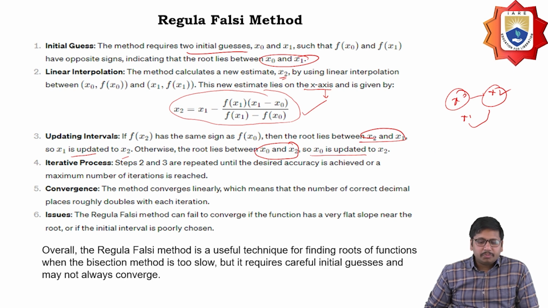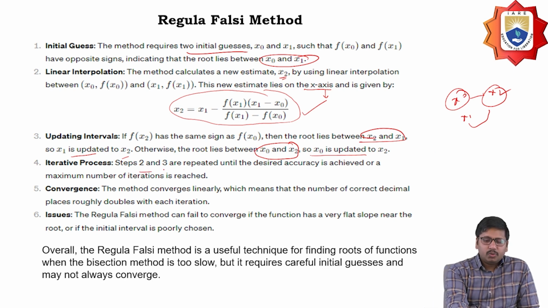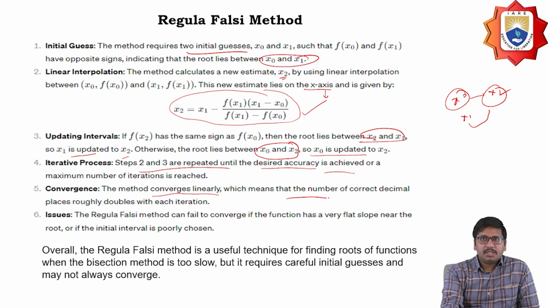The iterative process means steps 2 and 3 are repeated until the desired accuracy is achieved or a maximum number of iterations is reached. Convergence: this method converges linearly, which means the number of correct decimal places roughly doubles with each iteration.